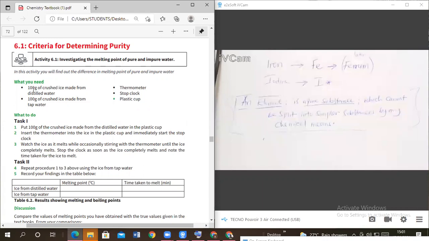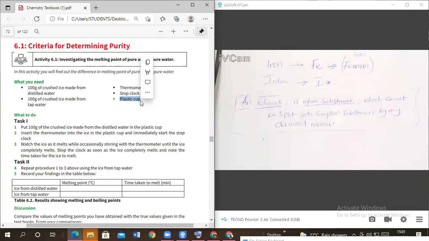Now, they are saying here: ice made from distilled water, ice crushed, made from tap water, thermometer, clock, and a plastic cup. Now, the reasoning here is that plastics don't lose heat as fast as the other cups. Is it clear? Yes.